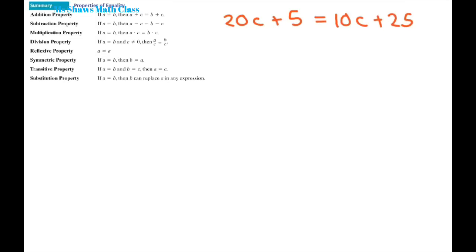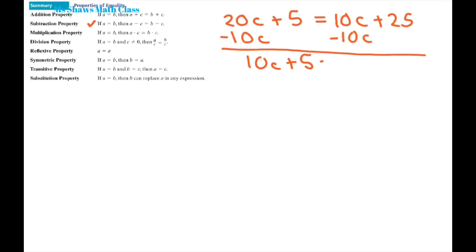We want to solve for C. So what I'm going to do is use a subtraction property of equality and subtract 10C from both sides of the equation. And when you subtract, you get 10C plus 5 equals 0 plus 25. Now this part right here is your zero property, so we really don't need to deal with the 0 there.